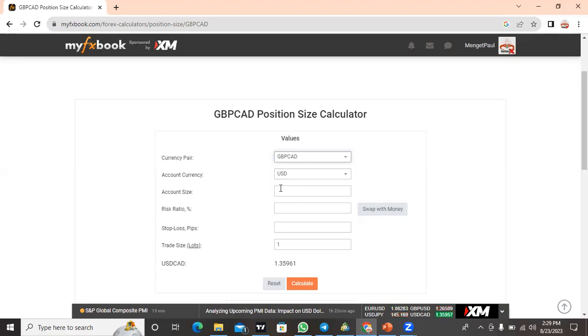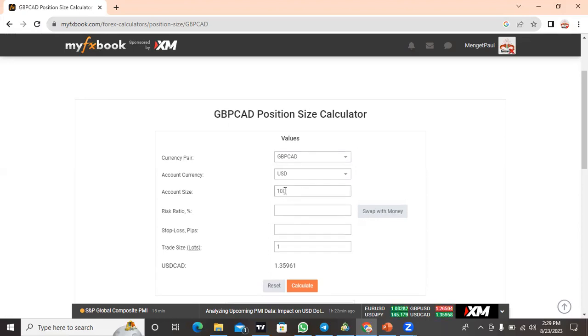So in this example, I'm going to use 100,000 US dollars. Now here is the risk ratio. How much are you willing to risk per trade? It is advisable that you risk at least 1 to 2% of your capital. So in this example, I'm going to risk 1% of my capital. Here is the stop loss, so we are going to input the stop loss here.